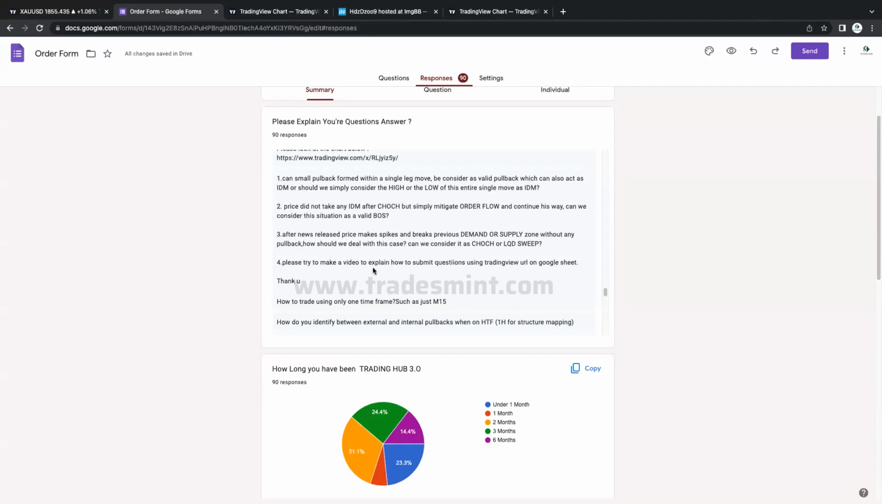The next question is: price did not take out any inducement shot but simply mitigated order flow and continued its way. Can we consider the structure break? No, sir. Price must take out the inducement to confirm a valid break of the structure.